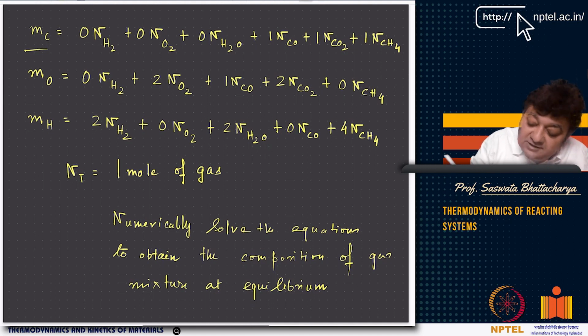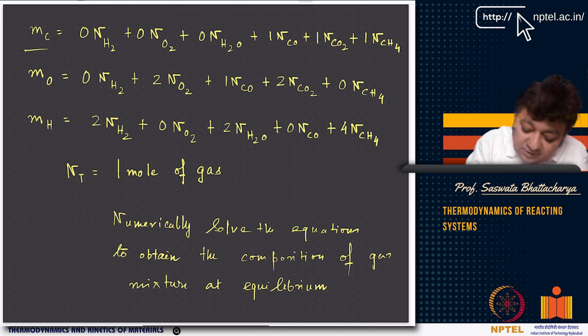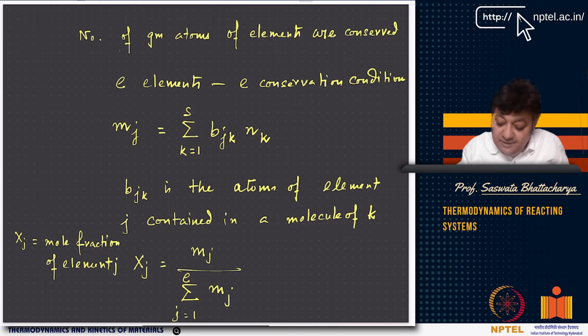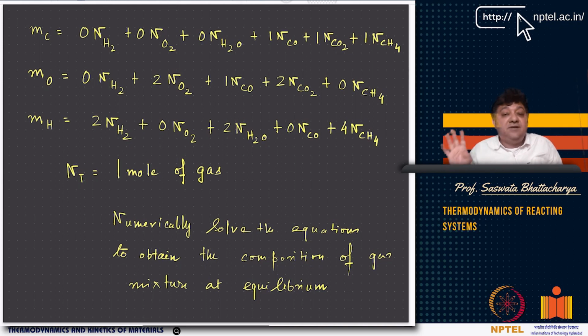So what is not conserved is the total mole number. As I told you, the total mole number does not remain constant, right? The total mole number can change. However, the gram atoms, or the amount of atoms of each element in the reaction, are conserved. So M is nothing but the number of gram atoms of elements that are conserved. If you have E elements, you will have E conservation conditions. You have 3 elements here, C, O and H, so 3 conservation conditions that are always valid throughout the reaction, whether you are at equilibrium or initially.